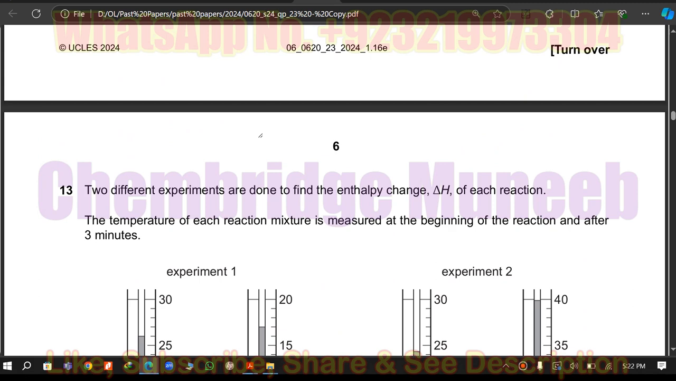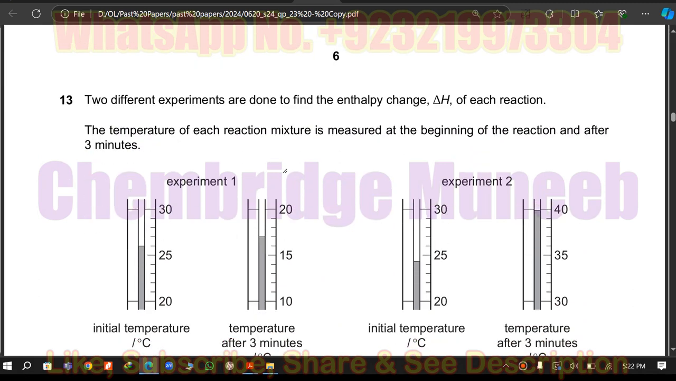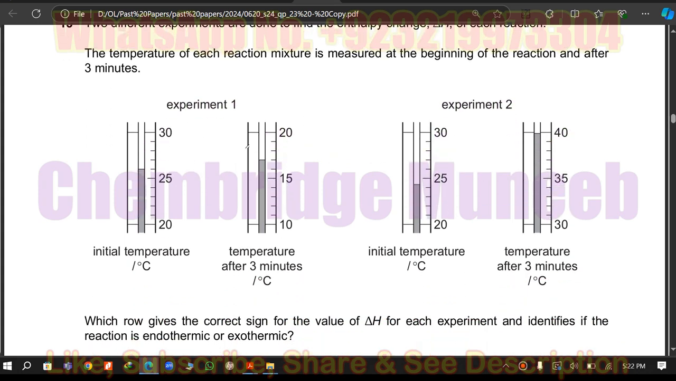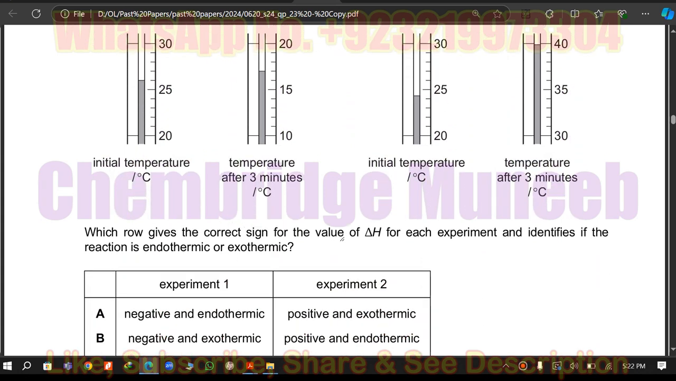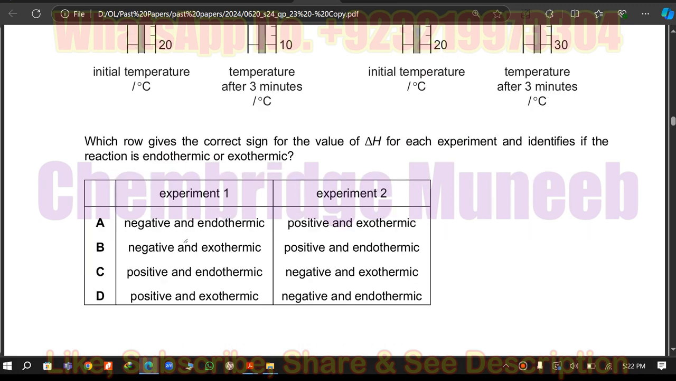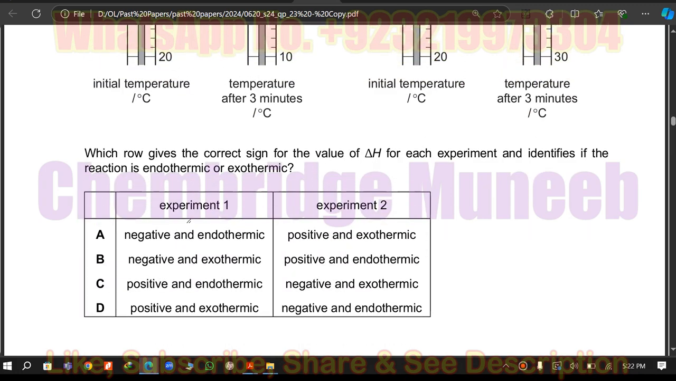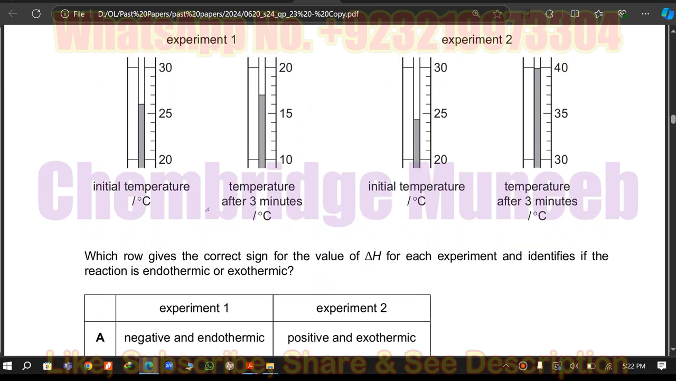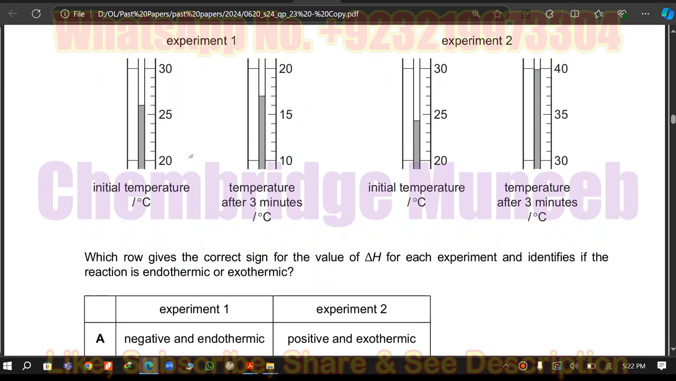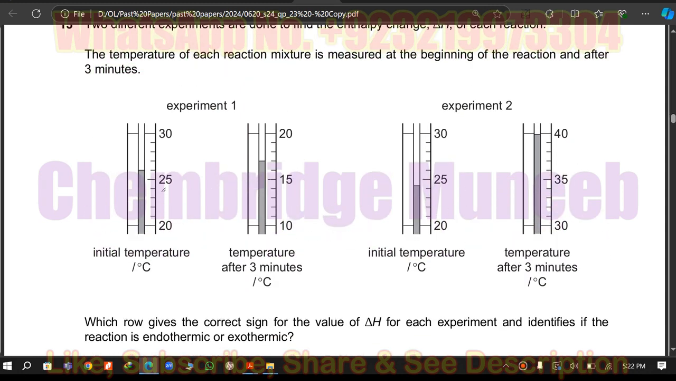Now our next question, number 13. Two different experiments are done to find the enthalpy change, delta H, of each reaction. The temperature of each reaction mixture is measured at the beginning of the reaction and after 3 minutes. So we have these pictures of experiment number 1 and 2. Then it says which row gives the correct sign of the value of delta H for each experiment, and identifies if the reaction is endothermic or exothermic. Okay, so for this purpose we have to take the correct reading from these given pictures of the thermometer. Only then we'll be able to explain experiment number 1 and 2.